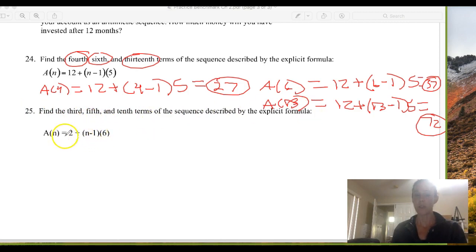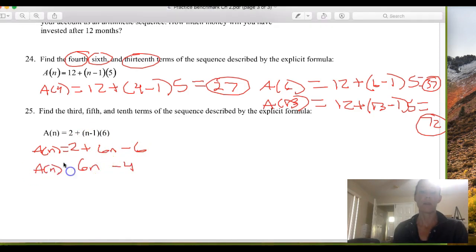Remember, if I distribute this, this ends up in slope-intercept form. If I just show you how to do that, if I distribute this, this would be 2 plus 6n minus 6. And if I simplify this, that's what a sub n is. 2 minus 6 is negative 4. So 6n minus 4. Okay, that's what a sub n equals.